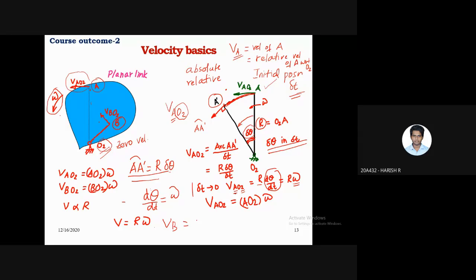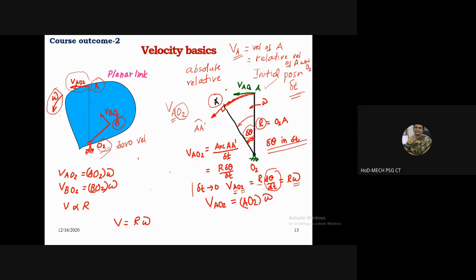BO2 omega, ma'am. BO2 is the distance between the point of interest and the center of rotation multiplied by omega. Good. This is how you calculate the velocity. You can find out the linear velocity of any point. Every point will be subjected to different magnitudes of linear velocity. The magnitude will be in proportion to its distance from the center of rotation. So at the center of rotation, velocity will be 0. As you move away from the center of rotation, velocity will keep increasing. So that's about the magnitude of the linear velocity of any point on a rotating link.